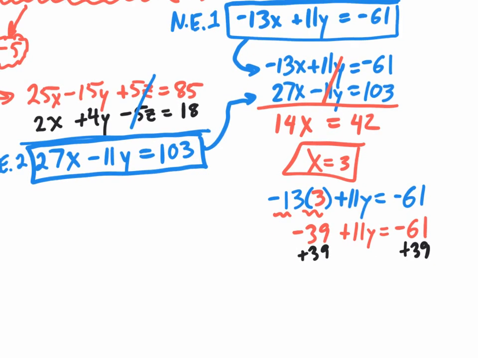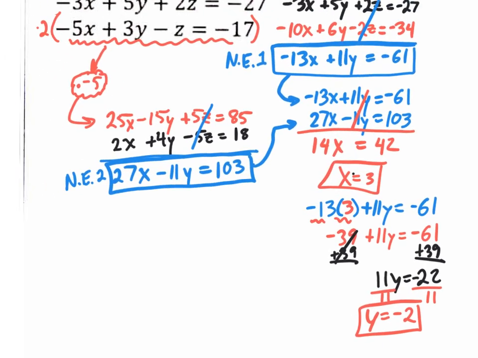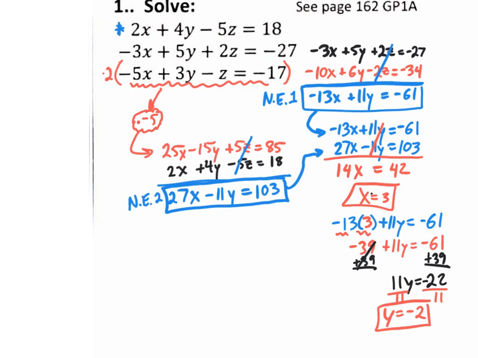So we end up with 11y equaling 22. So we got lucky right there as well. Divide by 11, y equals negative 2. There's one answer. We already had the other answer, x equals 3. We have two answers so far. So now that we have x and y, let's plug x and y back into the original to find z.